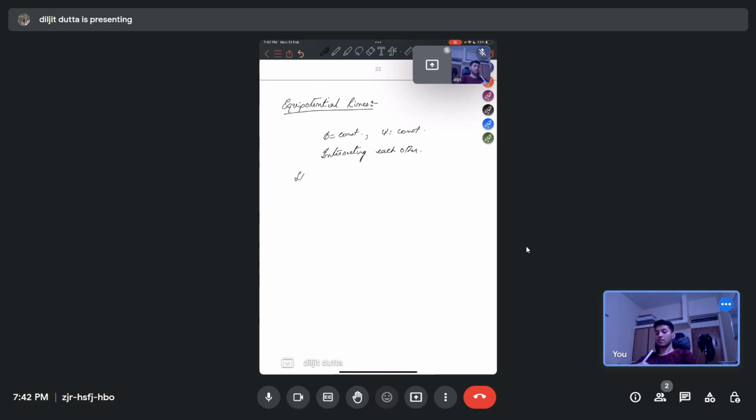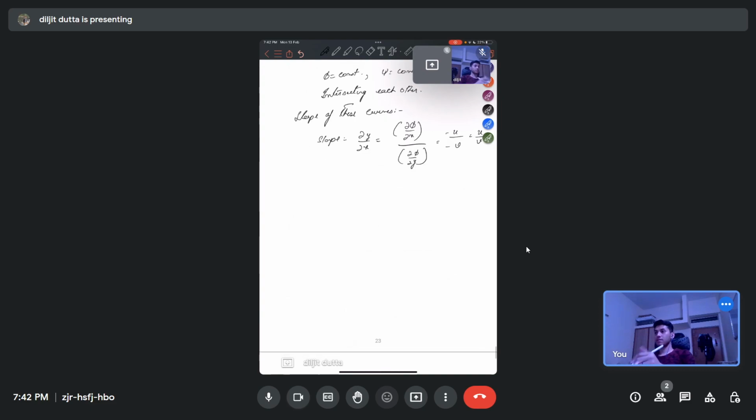Now slope of this curve, slope equals to del y by del x, which is equal to del phi by del x.